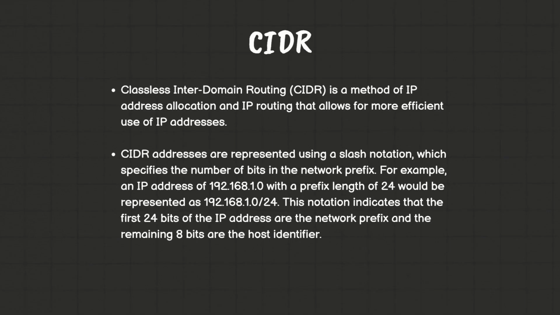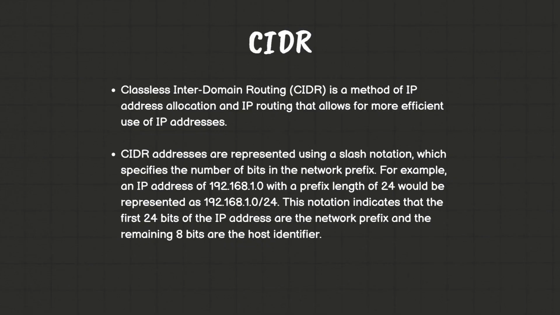CIDR. Classless inter-domain routing is a method of IP address allocation and IP routing that allows for more efficient use of IP addresses. CIDR addresses are represented using a slash notation, which specifies the number of bits in the network prefix. For example, an IP address of 192.168.1.0 with a prefix length of 24 would be represented as 192.168.1.0/24. The notation indicates that the first 24 bits of the IP address are the network prefix and the remaining 8 bits are the host identifier.